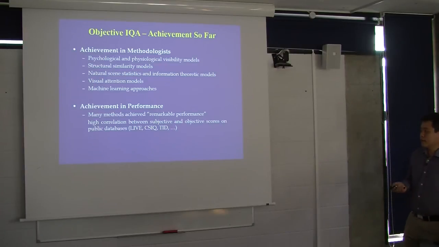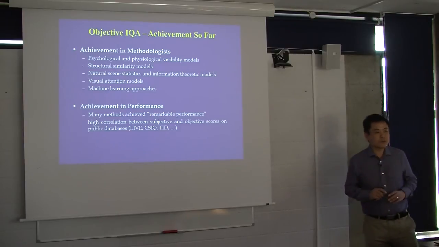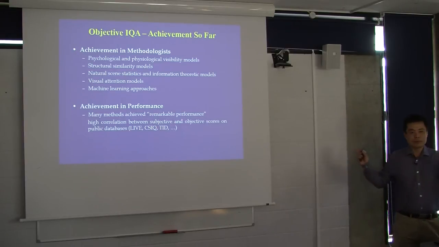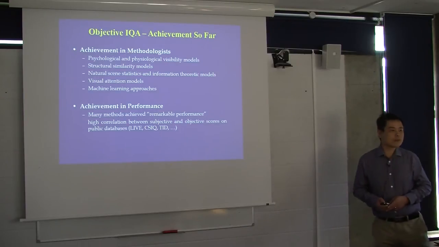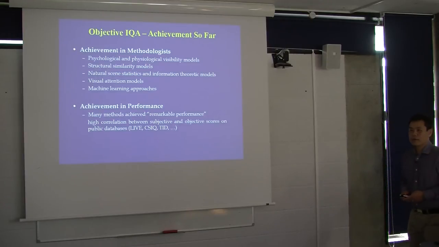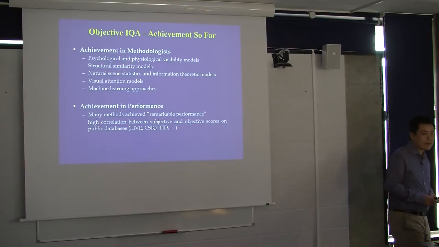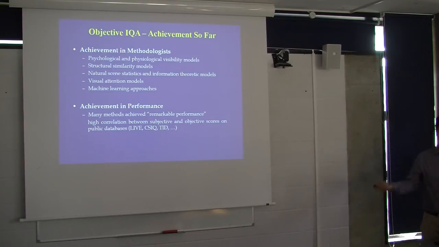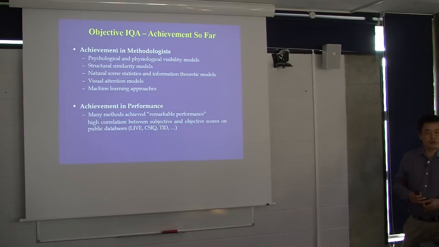Right. And especially over the past few years, people have got extremely good performance. So I would say remarkable performance, but I put a quotation mark there because there are also quite a lot of people starting to question all this performance, because you can see in recent papers, people got correlation of 0.9, 0.95 between human scores and objective model scores. And are these real or not?